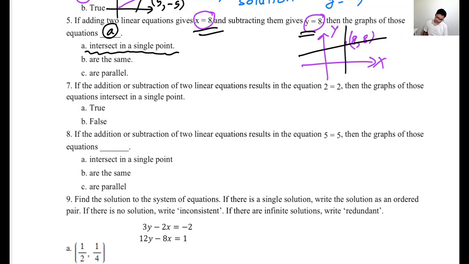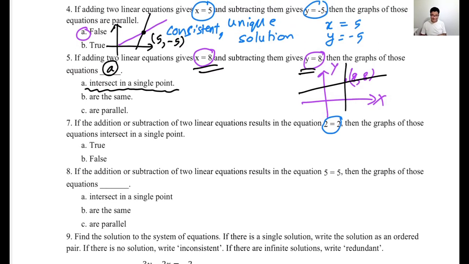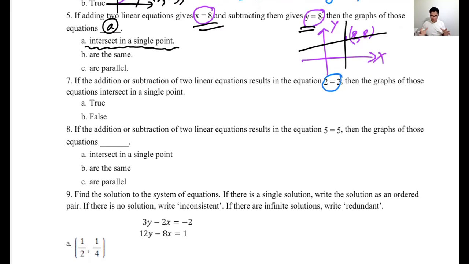If the addition or subtraction of two linear equations results in 2 equals 2. Interesting. Okay. So again, unlike 4 and 5, where we had a specific value of x and y, we did not get that. Those variables got cancelled out again. But what you got was not some contradiction, but something that is always true but meaningless. 2 equals 2. Right. So a number of things you can say here.